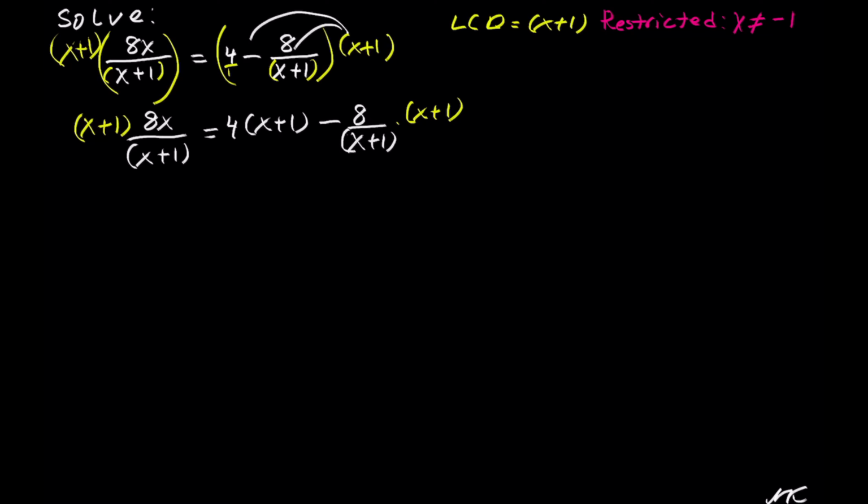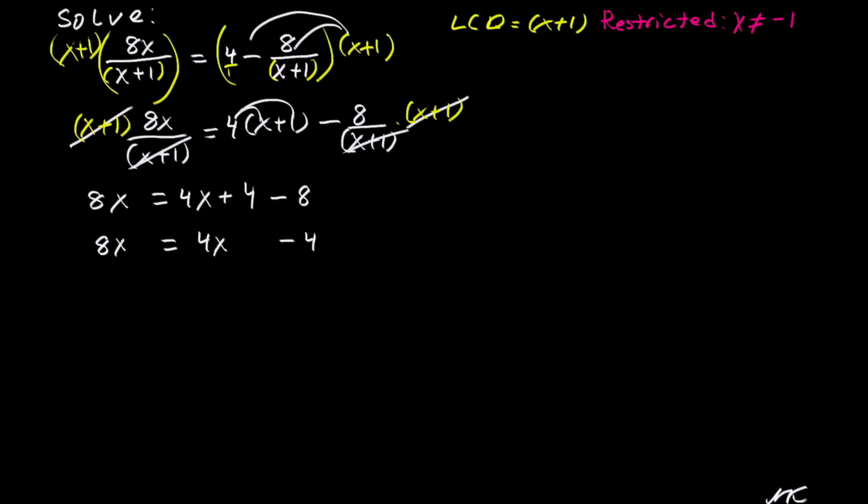On the left we have x plus 1 times 8x out of x plus 1. X plus 1 out of x plus 1 will cancel, and we have 8x is equal to, we have 4 times x plus 1. Let's distribute this 4, and we have 4 times x plus 4 times 1, which is 4. Then we have -8 times x plus 1 out of x plus 1. X plus 1 divided by x plus 1 will cancel, so we have -8. This will give us 8x is equal to 4x, 4 minus 8 will give us -4.